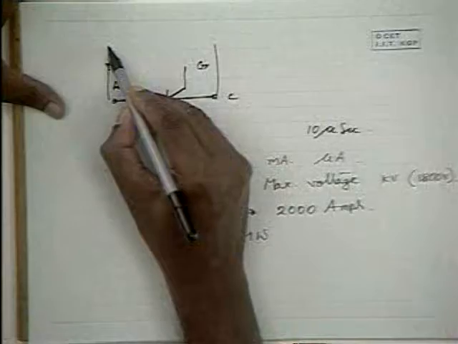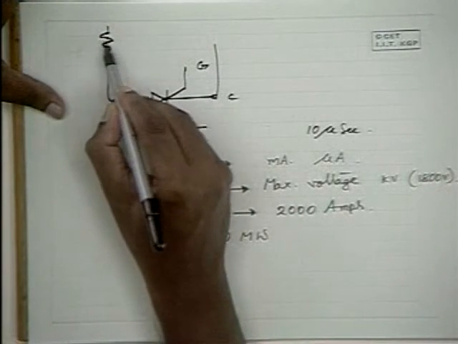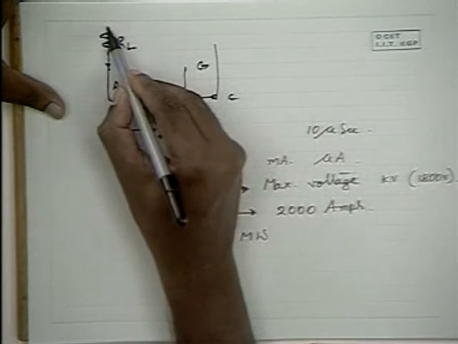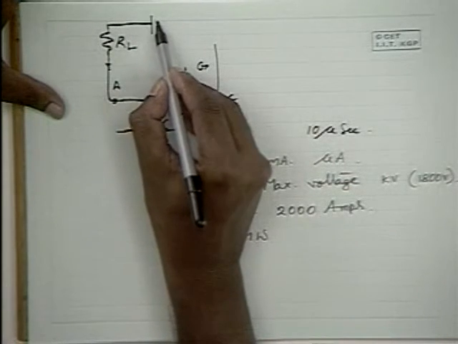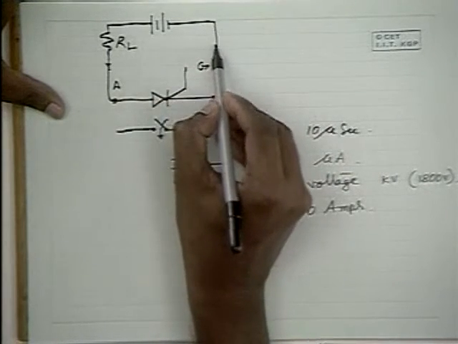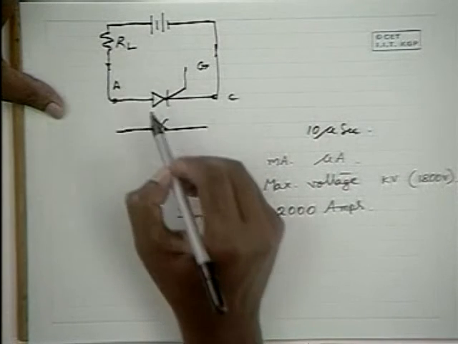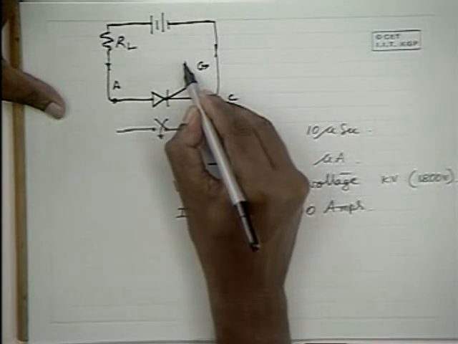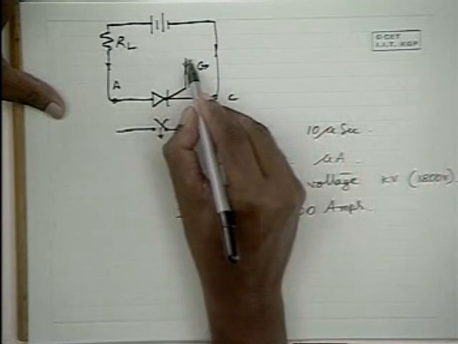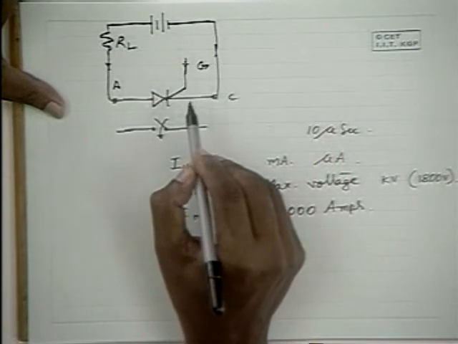I repeat, this device can be used as a switch to switch on the power to a high power circuit. Here I am showing a DC voltage, but it can be an alternating voltage source also, and this can be applied to the load through a small gate potential. By applying a small gate potential, you can control this and make use of it as a switch.